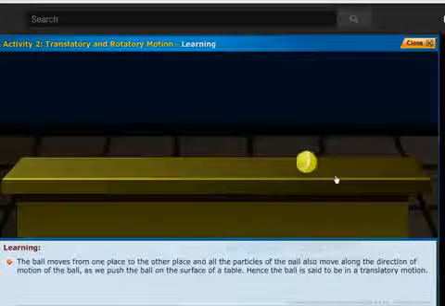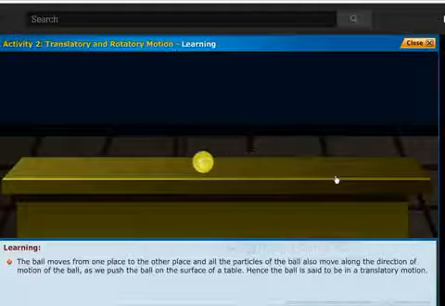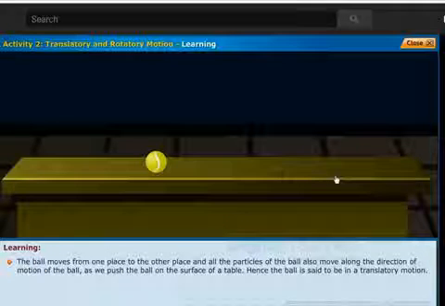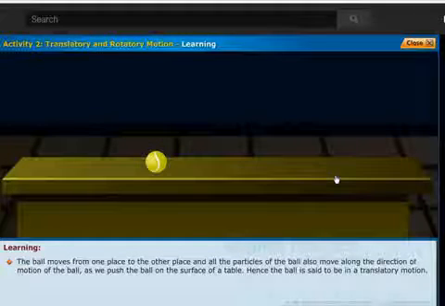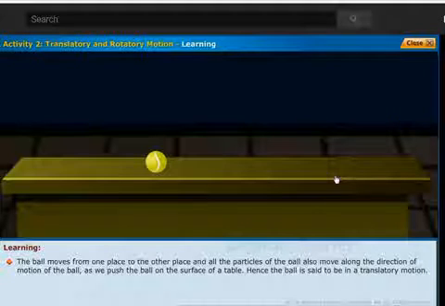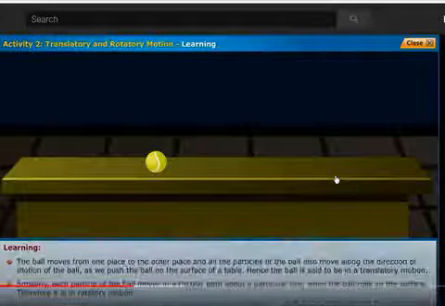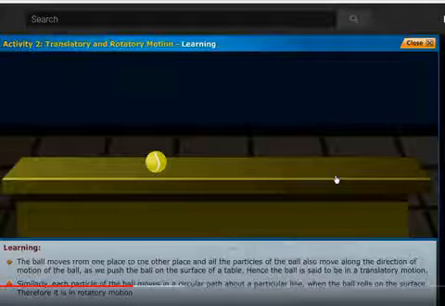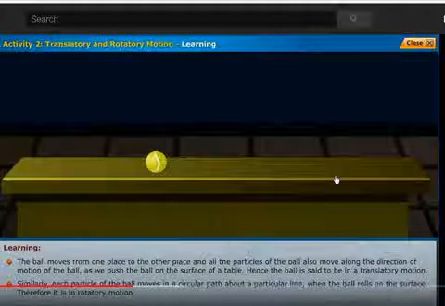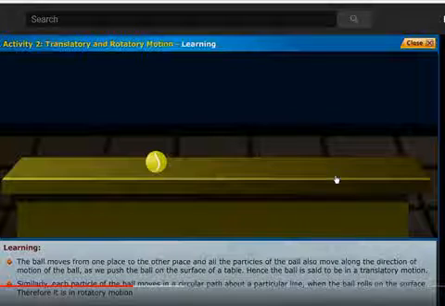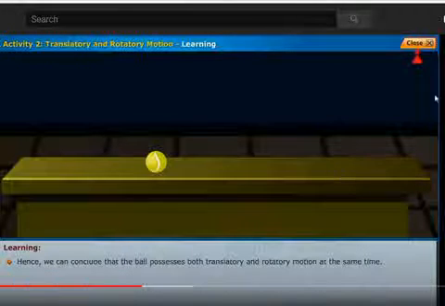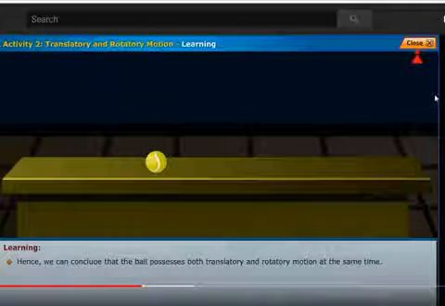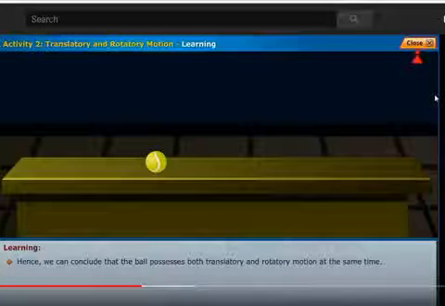Learning: the ball moves from one place to another place and all the particles of the ball also move along the direction of motion of the ball. As we push the ball on the surface of a table, the ball is said to be in translatory motion. Similarly, each particle of the ball moves in a circular path about a particular line when the ball rolls on the surface, therefore it is a rotatory motion. Learning: hence, we conclude that the ball possesses both translatory and rotatory motion at the same time.